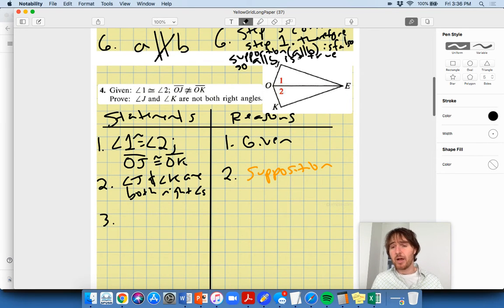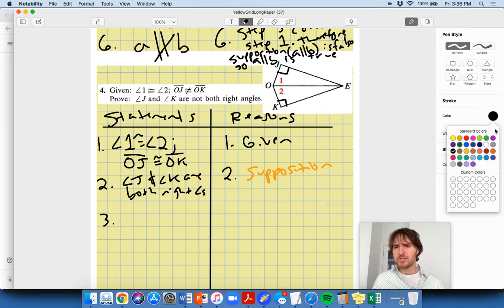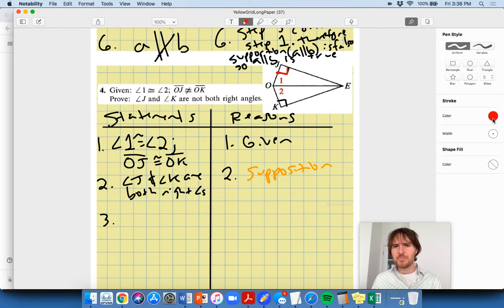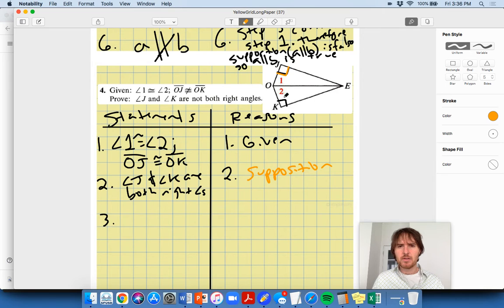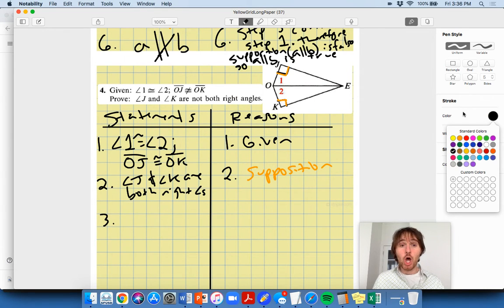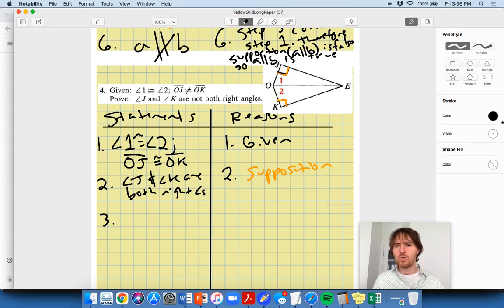So I might even mark it up because I'm going to see what follows. If our assumption is that angle J is a right angle, angle K is a right angle, and angle 1 is congruent to angle 2, you're also marking that up. Maybe I'll do this in red so you can see it a little more clearly. The supposition I'll do in yellow because I've been doing that so far. There and there. We know that angle 1 and angle 2 are congruent because that's a given premise. It's given to us from the math gods, there and there.